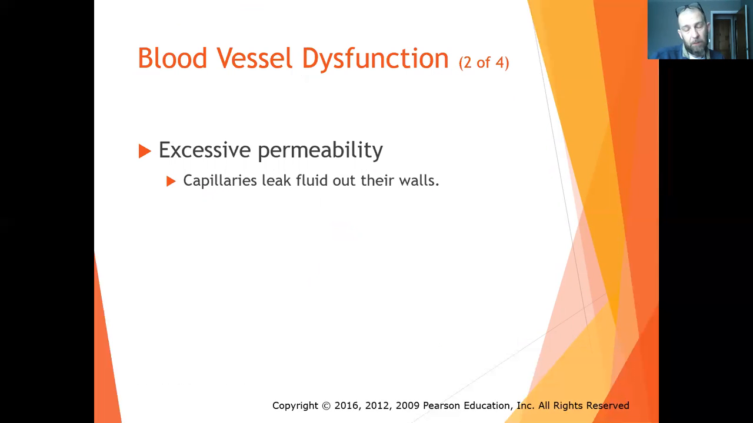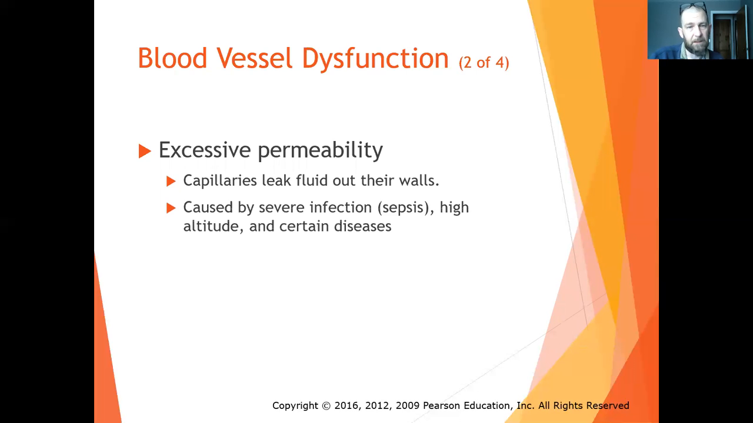So another way we can have blood vessel dysfunction is excessive permeability. The capillaries leak fluid out of their walls. Again, we said permeability is the level of leakiness from cells or blood vessels to capillaries. A certain amount of it is good, that we like, okay? But when it gets too much, then we have a problem. We can have severe infections that cause it, high altitude, certain diseases, trauma, things like that, that can affect it. So too much is bad. We're going to be leaking fluid all over the place, and you're going to see the effects of that with edema.